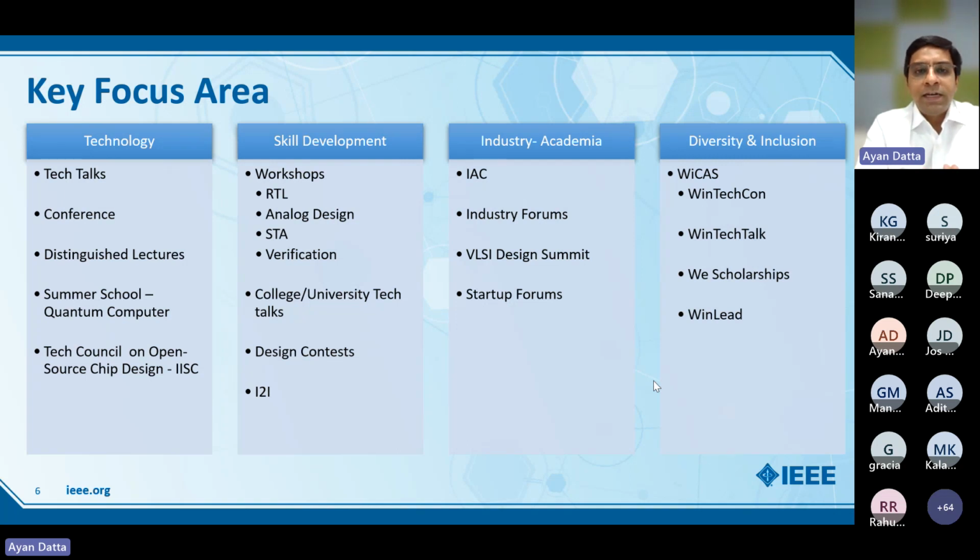We also focus on skill development, because this is one of the focus areas for IEEE as well as the Government of India, where we work with students, faculty, and people in the early part of their career in industry. So we hold a lot of workshops, and there are industry-academia meets conducted to help ensure that industry and academia work together and transfer the knowledge of research and the state-of-the-art technologies available in industry.